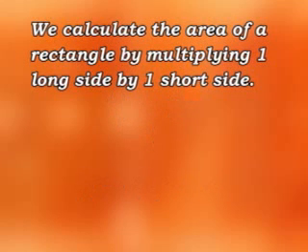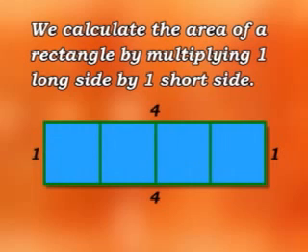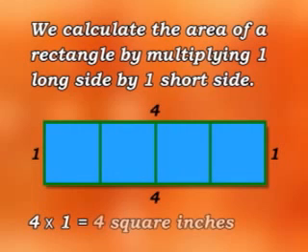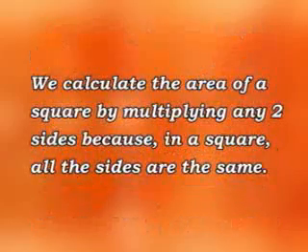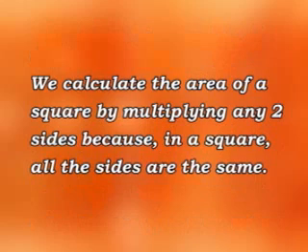When we calculate the area of a rectangle, we multiply one long side by one short side. So in this figure, the area is 4 times 1, 4 square inches, or 4 square miles, or 4 square centimeters. We calculate the area of a square by multiplying any two sides, because in a square, all the sides are the same.